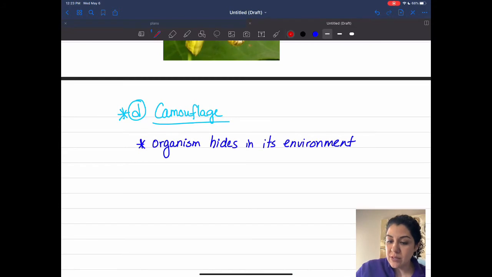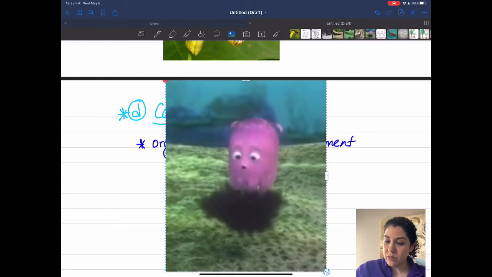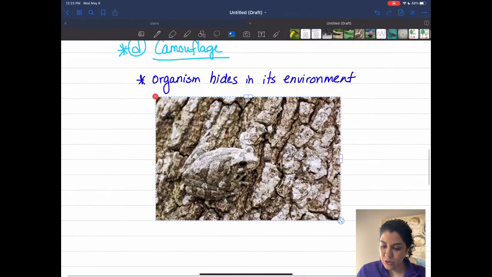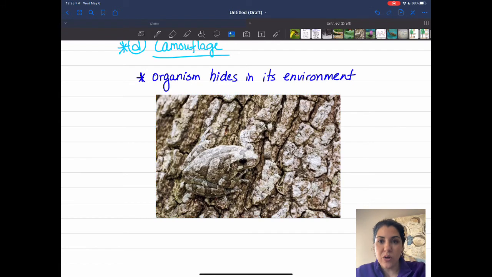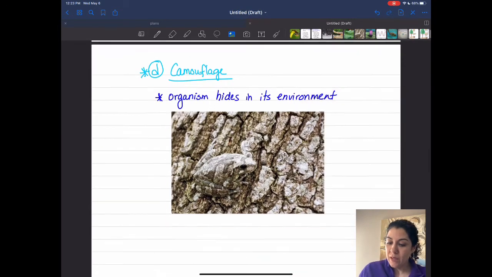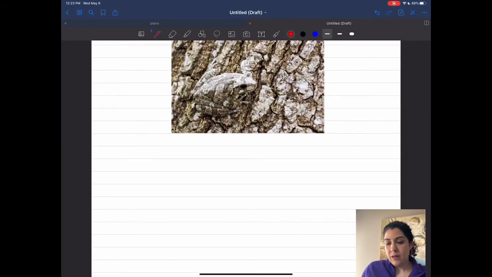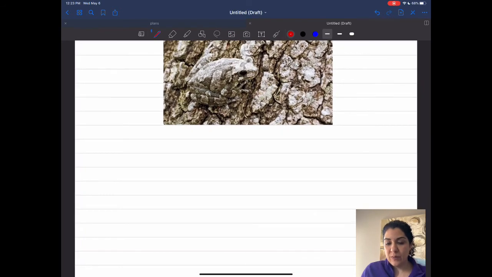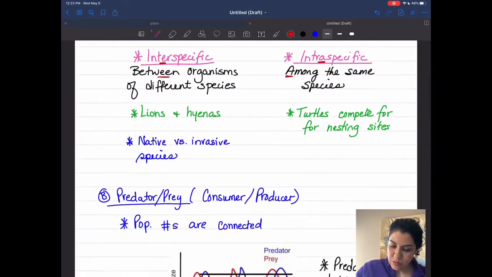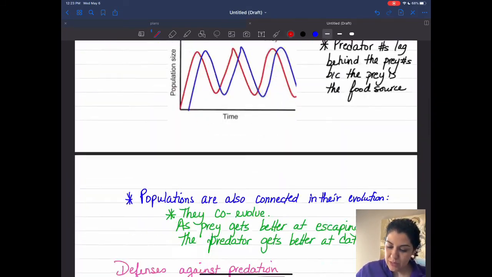So camouflage, this is the organism that hides in its environment. Whoops, wrong picture. This is the one I want. That's the one I was going to show you. And you can see how easily this frog will blend into the tree trunk so that you can't really spot it as a predator, especially if the eyes are closed, okay? So that's predator-prey relationship. And our next relationship, I was using blue and I was at B, so we're going to be at C.